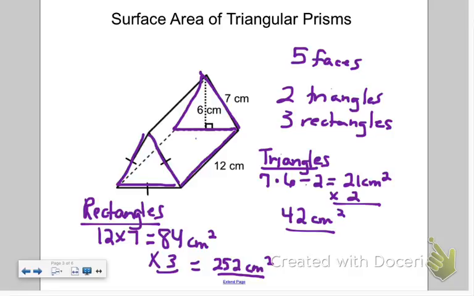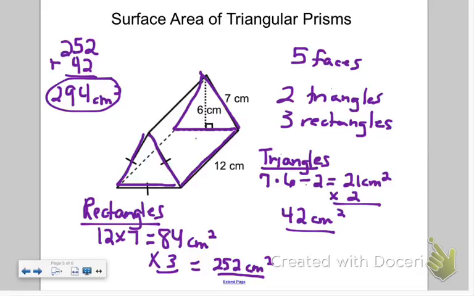So I have the area of all the rectangles, the area of all the triangles, and all I have left to do is add them up. 252 for the rectangles plus 42 for the triangles, and that's going to give me 294 square centimeters.